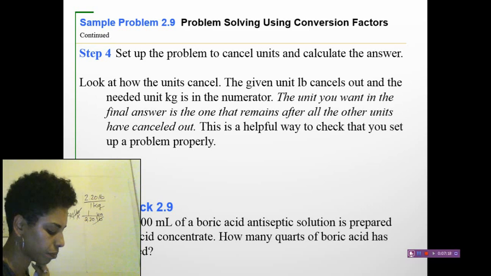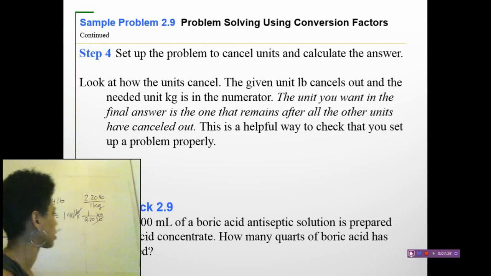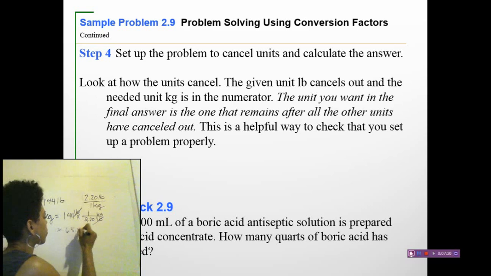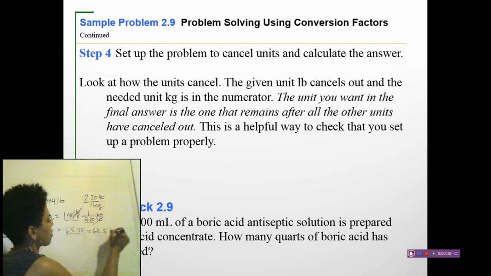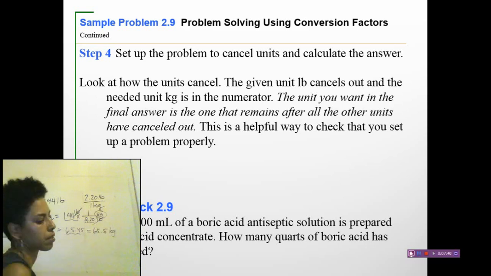So 144 divided by 2.2 is going to give us 65.45. We have 3 sig figs. So we need to round this off to 65.5 kilograms. Okay?